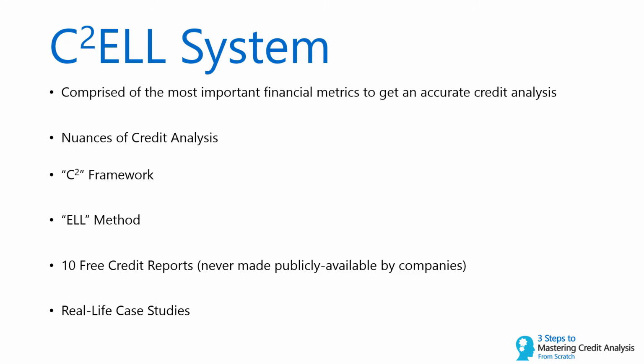We have our very own CELL system that will guide us through the entire course. This system is a distillation of our experiences on what matters most in credit analysis. The C in the CELL system stands for the C-squared framework. E stands for earnings. L stands for liquidity. And the last L stands for leverage. Any good credit analysis work would have to incorporate this CELL system, giving both breadth and depth to your analysis.